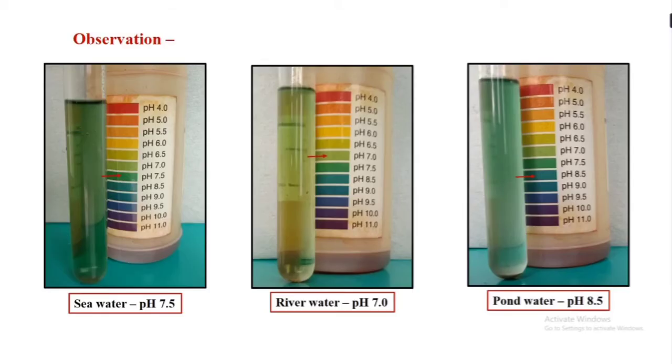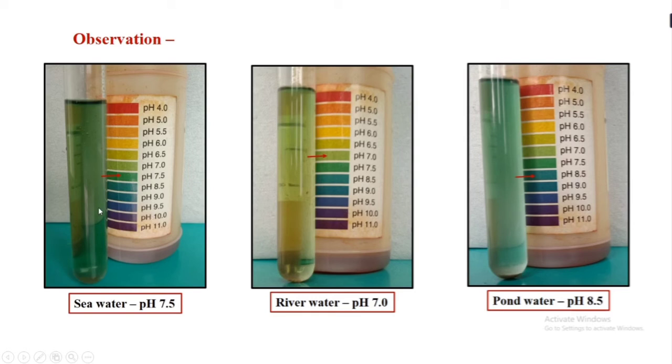Okay, so after performing this experiment, we have again obtained 3 different observations. This is the observation for seawater, where the pH is matching this color, and the pH is about 7.5. Then for the river water, the pH is 7. If you see, this color is similar. So the pH is 7, which is neutral. And over here, the pond water, the pH is about 8.5. Okay, so these are the three observations.